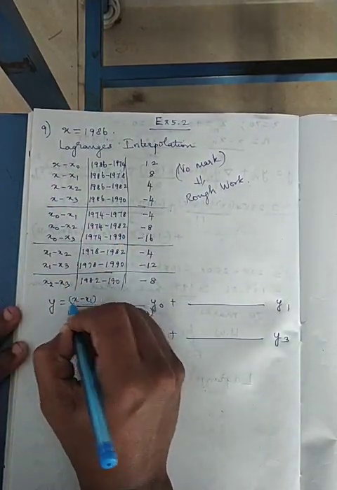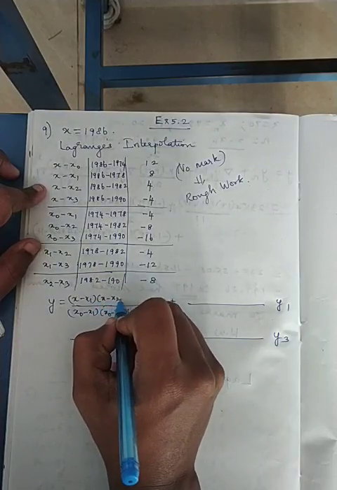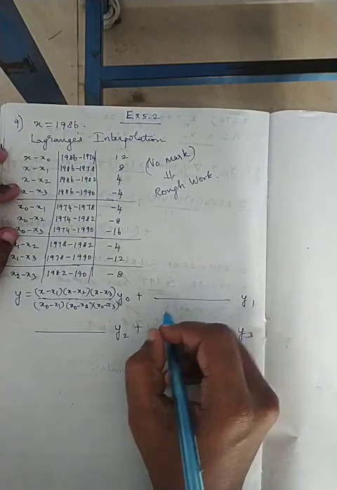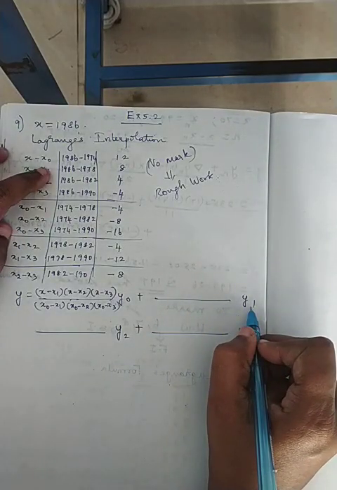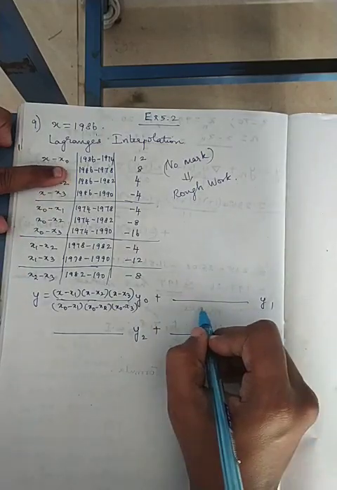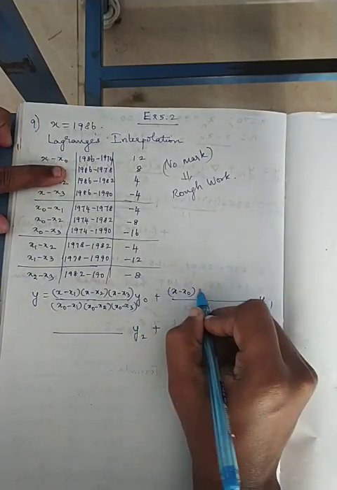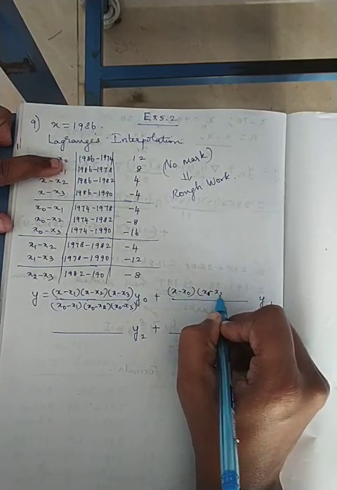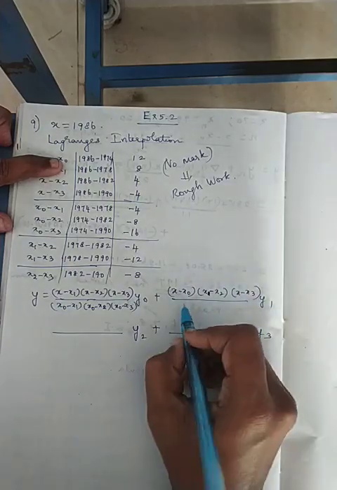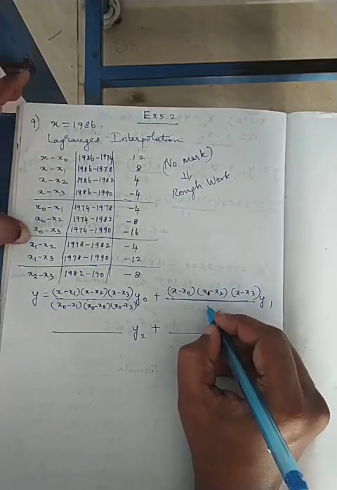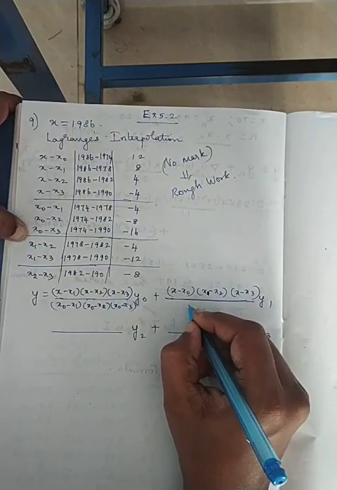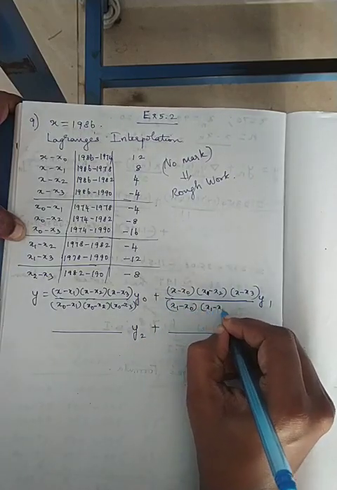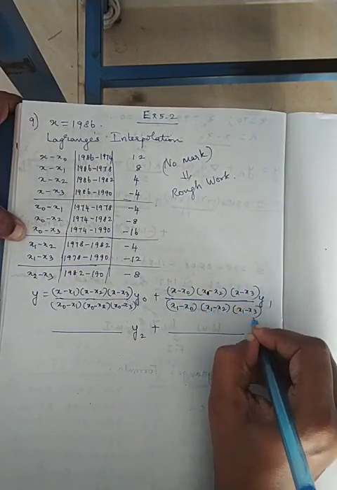So what will be the remaining 3? This will be my remaining 3. So x minus x3. Now coming here, what will be happening? I am having y1. So I have to leave out this x1 term. So I can write only the remaining terms. So this will become x minus x0, x minus x2 into x minus x3. What will be my denominator? Before that I should have x1 minus x0 and x1 minus x2 into x1 minus x3.